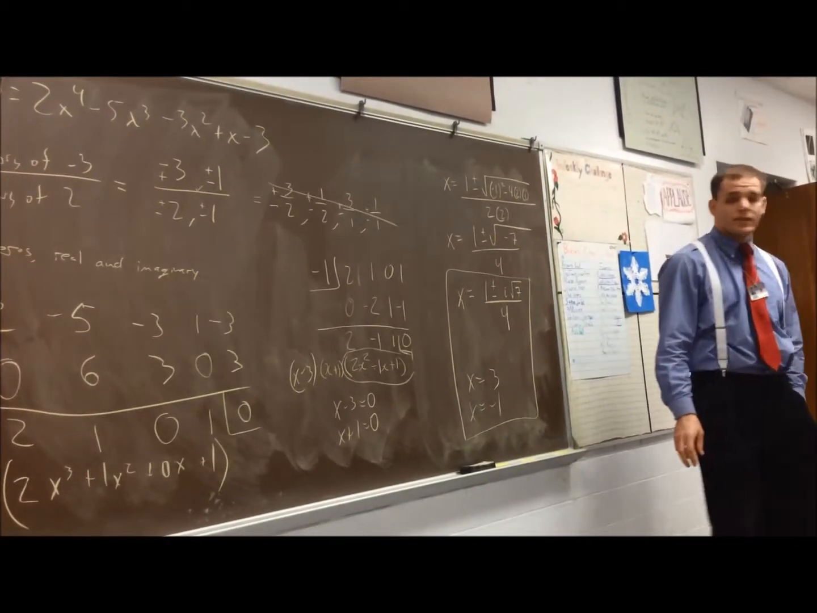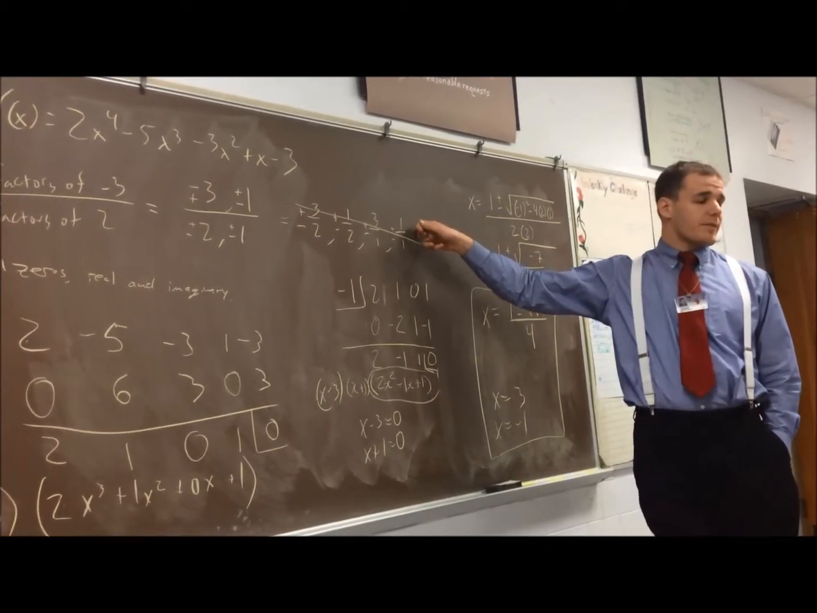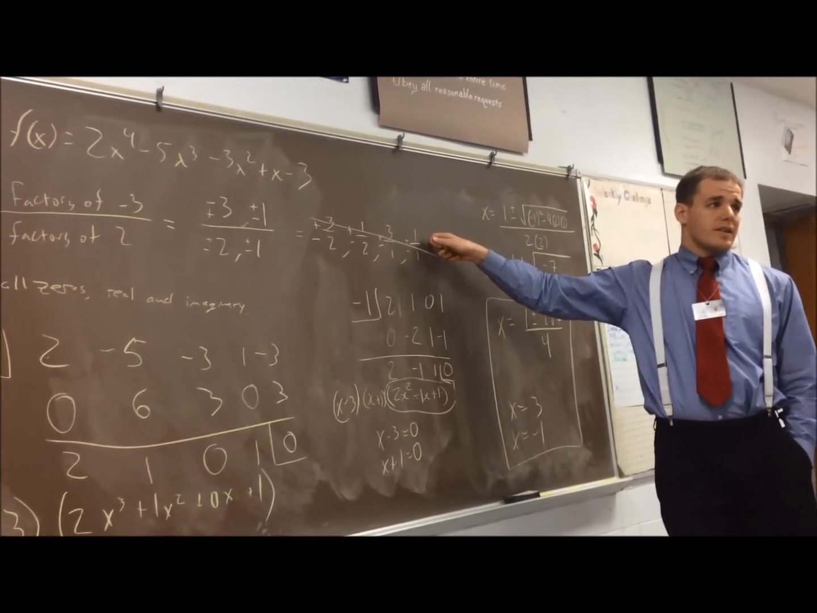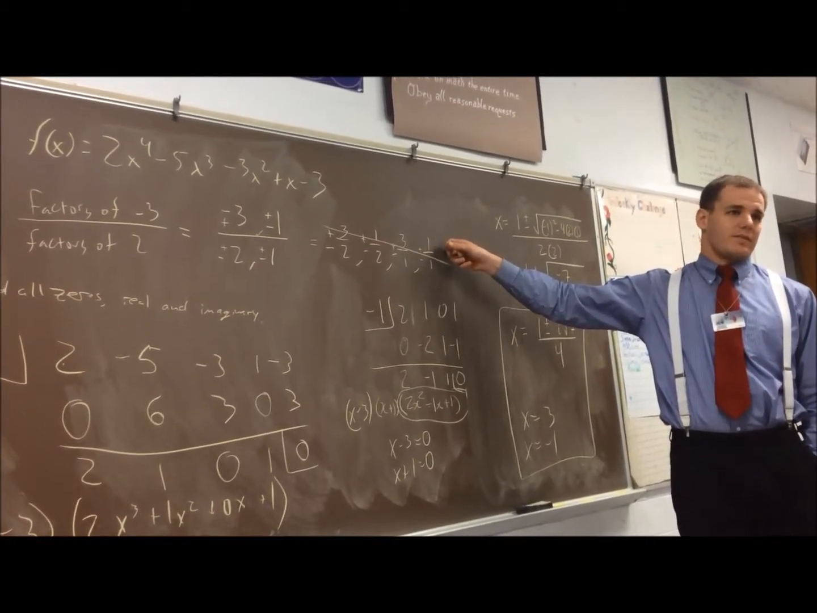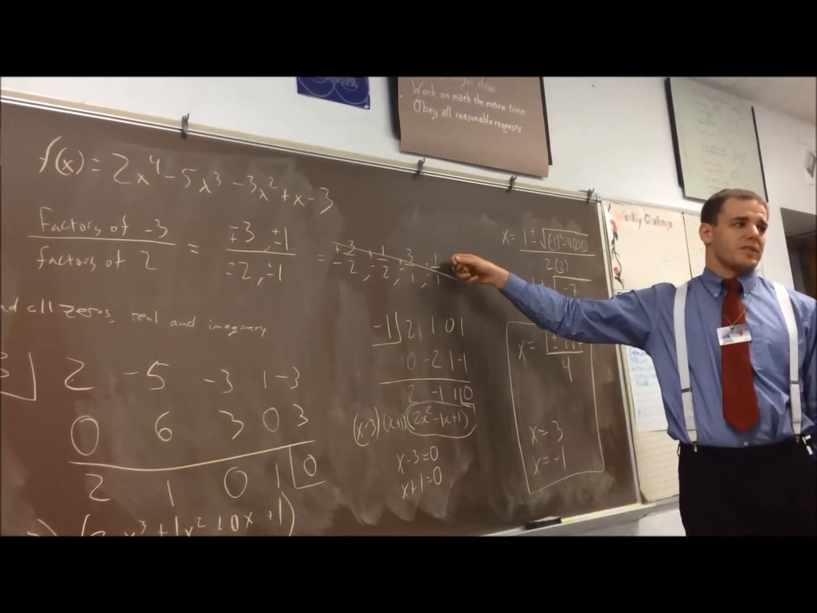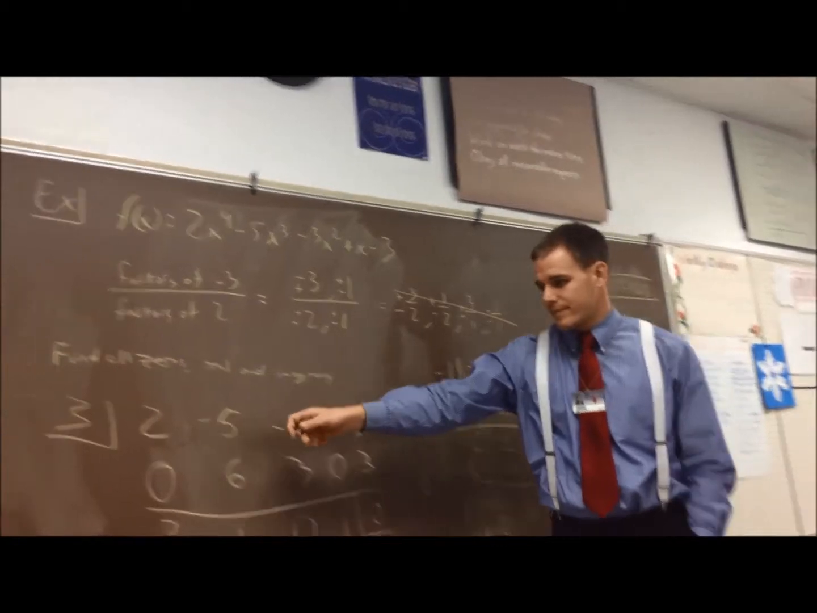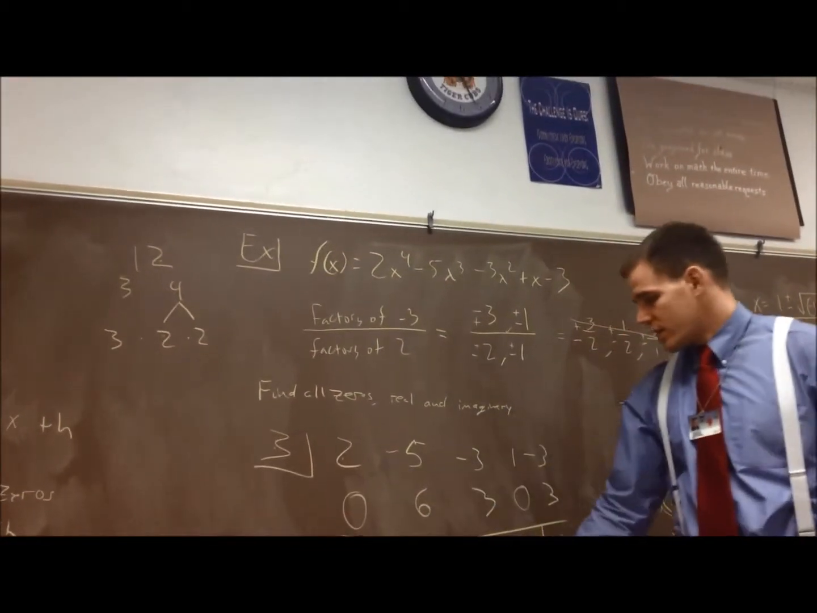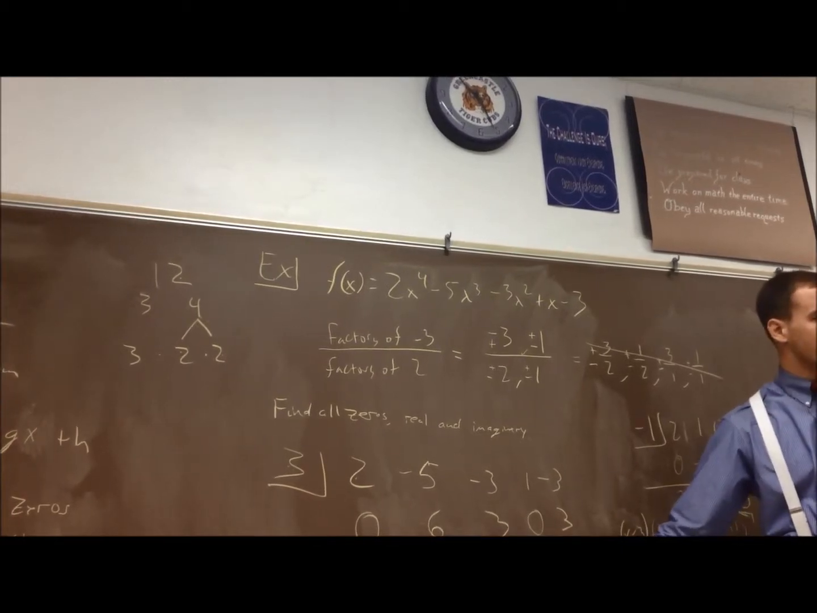So the steps to this: do the rational zero test, find out all the possible factors, guess and check till you find one that works. It's annoying. It's really annoying. Be persistent. Keep going. So guess and check till you find one that works. Plug it in. So you factor that one out. Then do the rational zero test for this.